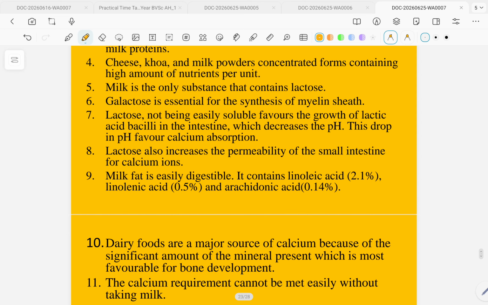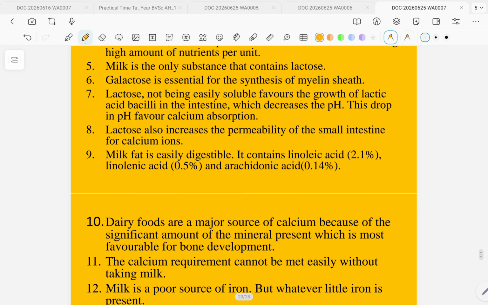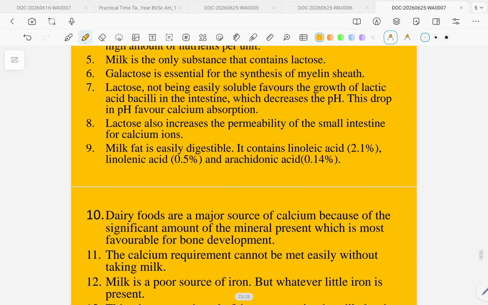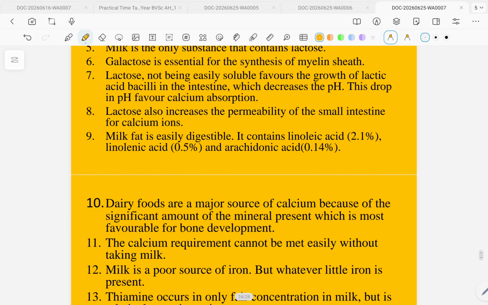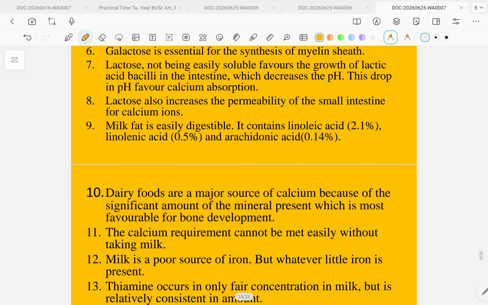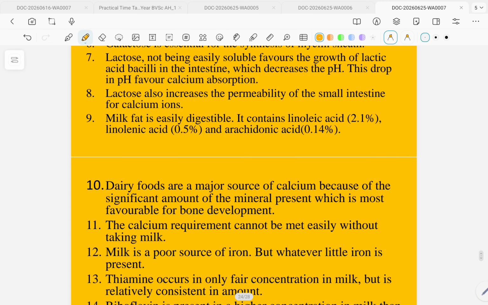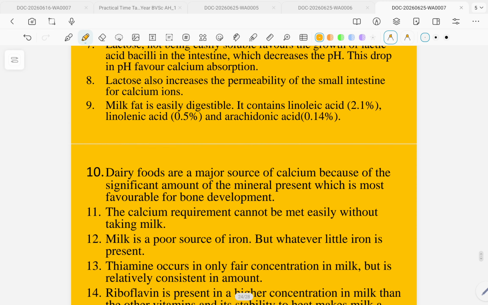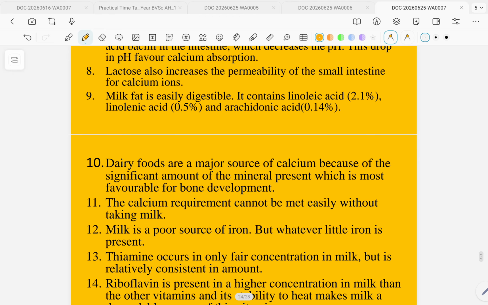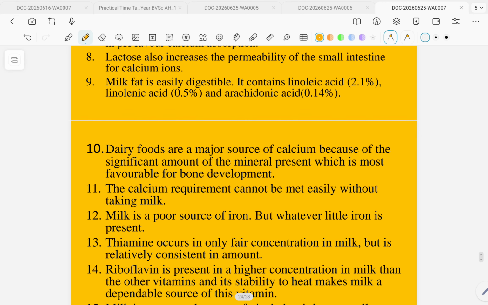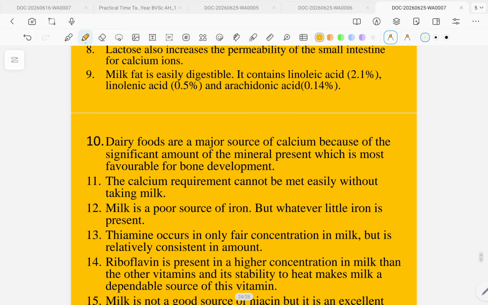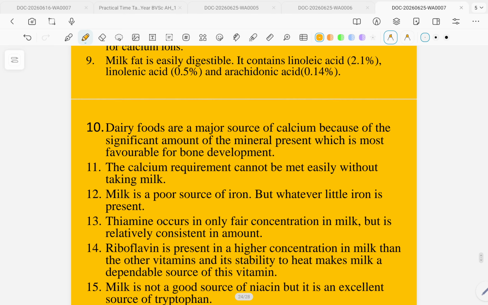Lactose, not being easily soluble, favors the growth of lactic acid bacteria in the intestine, which decreases the pH. This drop in pH favors calcium absorption. Lactose also increases the permeability of the small intestine for calcium ions. Milk fat is easily digestible. It contains oleic acid 2.1%, linoleic acid 0.5%, and arachidonic acid 0.114%.